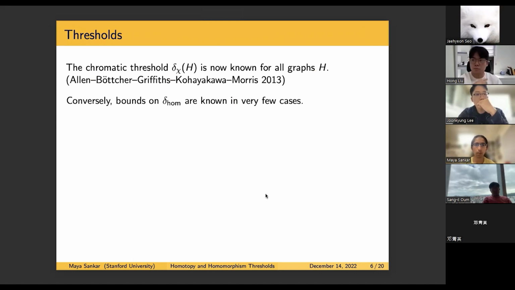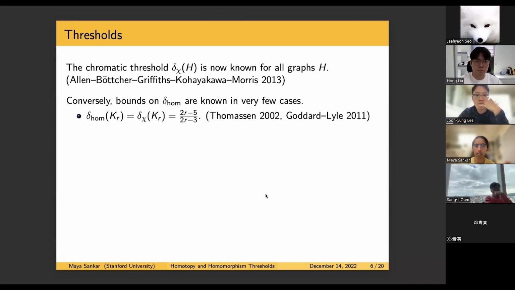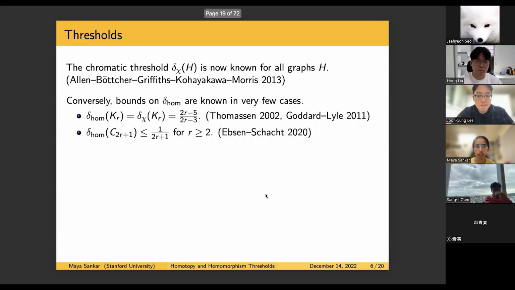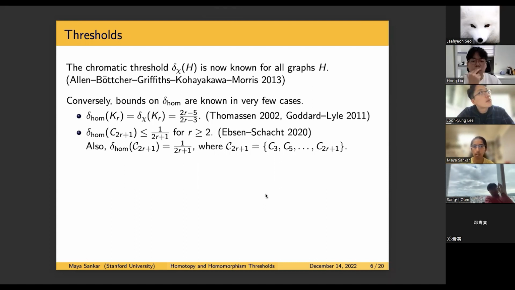So we now know the chromatic threshold for all graphs, but bounds on the homomorphism threshold are not known in all that many cases. So we know that the homomorphism threshold of the complete graph is equal to the chromatic threshold of the complete graph. And we know that the homomorphism threshold of odd cycles is at most 1/(2r+1). We also know the homomorphism threshold of this forbidden family. So this is the same definition, except we're interested in graphs with a minimum degree condition forbidding all short odd cycles, and we're interested in having a homomorphism to a graph forbidding all short odd cycles up to C_{2r+1}.